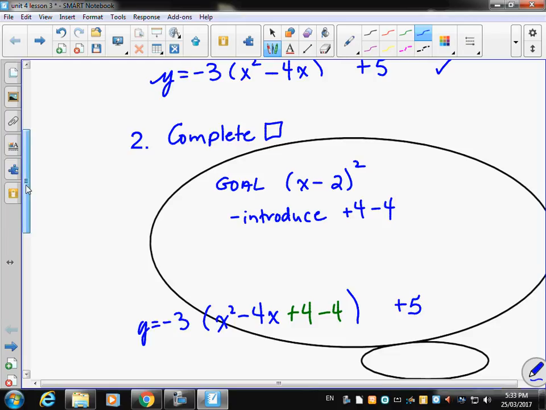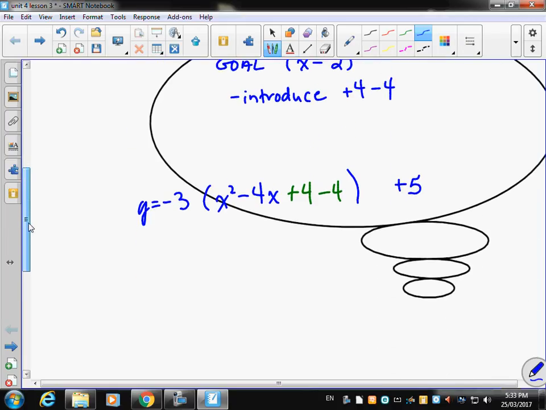The reason I introduced that positive 4 is that I know I want to be able to write the first 3 terms in the brackets as x subtract 2 squared. So y equals, here we go, negative 3 (x subtract 2 squared. I still have, that took the first 3 terms, I still have the subtract 4.